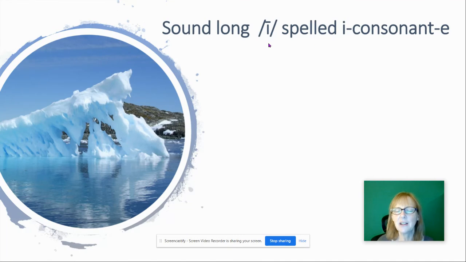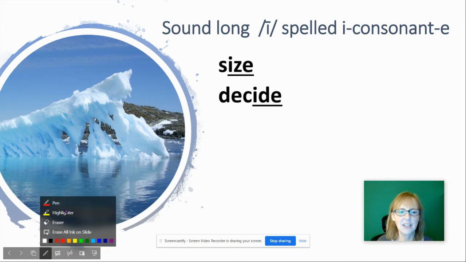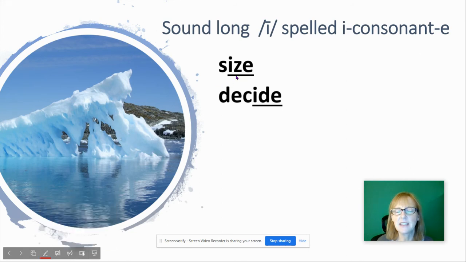So here's our long I, spelled I, consonant E. Size, you can see that that's I, the consonant is Z, and I'm just going to grab a pen really quickly, that the consonant is Z, and that we've got the silent E at the end. Then we have decide, there's our long I, the D is the consonant in this case, and silent E. Ice, long I, consonant C, and then the silent E at the end. Remember that whenever we have E, I, or Y after the letter C, it makes the S sound.